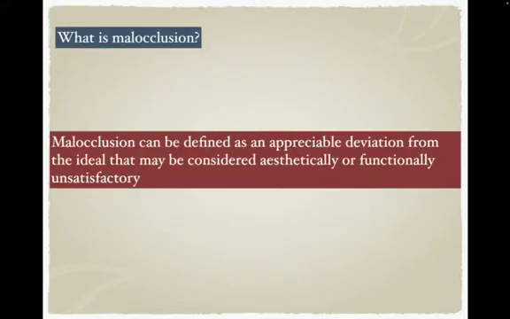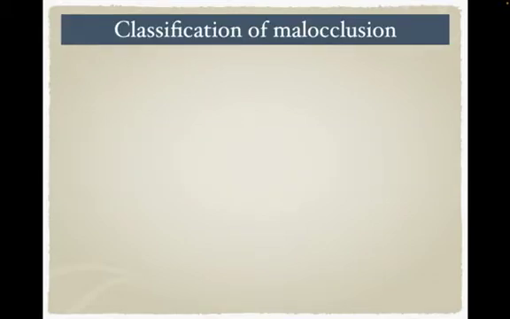So now we have examined the occlusion so far. So what is malocclusion? Malocclusion can be defined as a deviation from the ideal that might be considered aesthetically or functionally unaesthetic or unsatisfactory for the patient. So basically, malocclusion is not a disease. It's just a deviation from normal, either aesthetically or functionally, that the patient is not happy with.